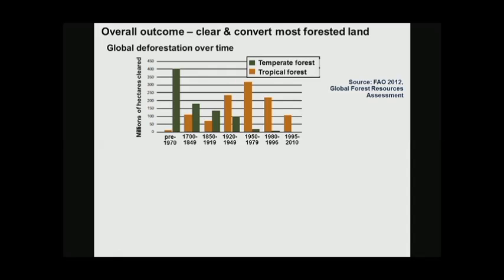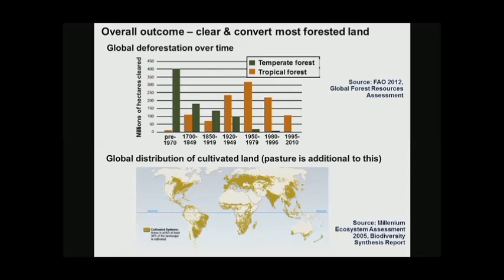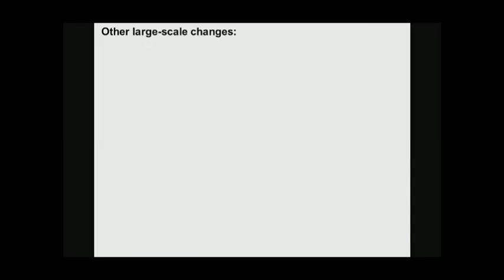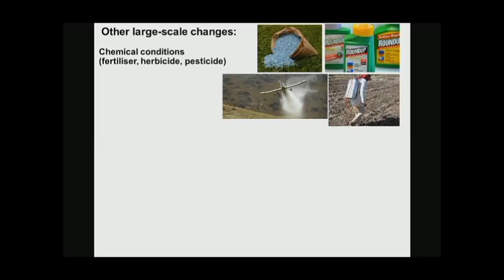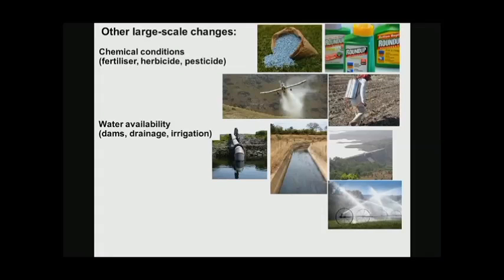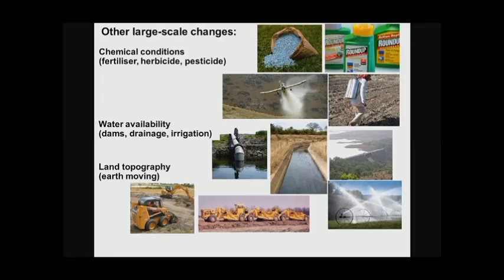This is a map of cultivated land globally. It covers a lot of the world. It doesn't include pasture. So my point here is that we've made huge changes across the face of the earth. Most of you would know that anyway. And as well as that, it's not simply deforestation, it's the addition of chemicals of different sorts, changes to the availability of water by irrigation and damming, changes to the topography of the land, and now changes to the climate. So basically we've brought huge changes to environments.